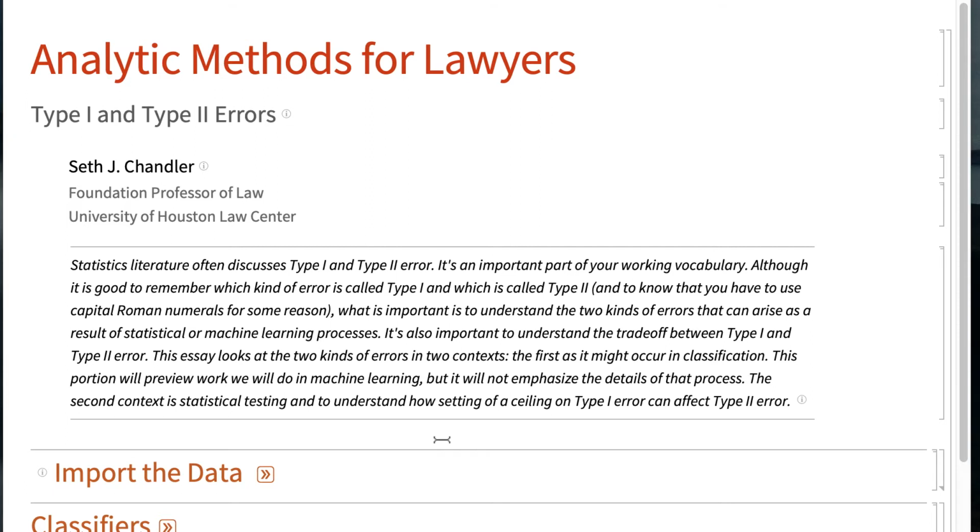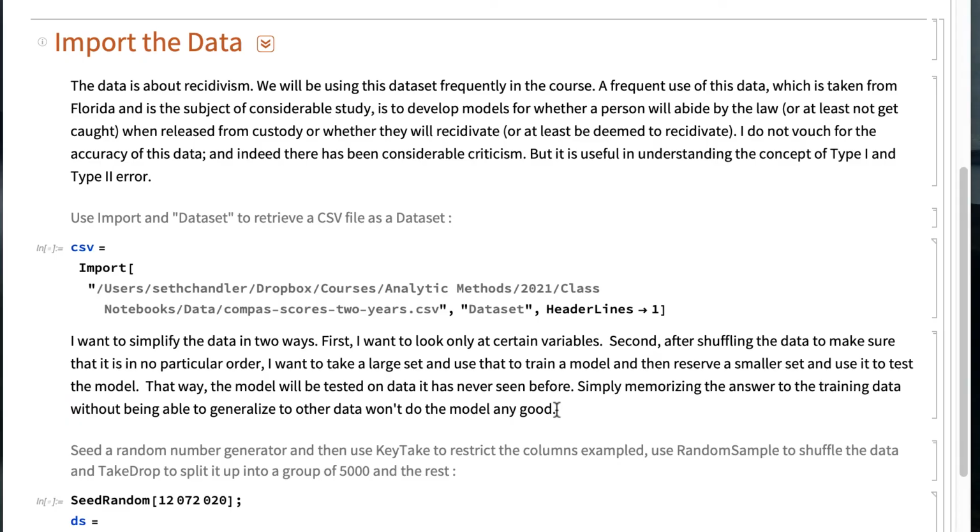So what I'm going to do in this video is to look at type 1 and type 2 errors, and I'm going to do so in a particular context, that of classification. This is a little bit of a preview of work that we'll be continuing with when we study machine learning, but it's not intended to really do machine learning in detail. It's simply using it as a mechanism for understanding type 1 and type 2 error. We'll also be doing a little bit of statistical testing. With that, let's begin.